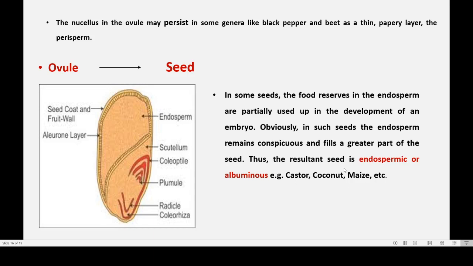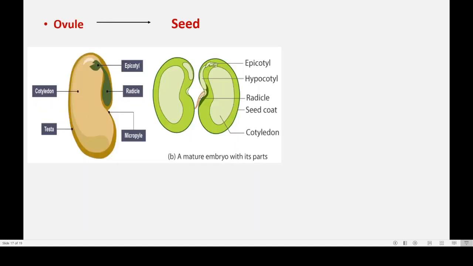Castor, coconut, maize, these examples you can take for endospermic seed. This is the diagram of the dicot seed. Here also you will see the ovule has developed into a seed. Here you will not find the structure called endosperm. We cannot see endosperm here because in dicots, during the process of embryogenesis, the whole endosperm gets utilized. So that is why we cannot see the presence of endosperm in a dicot seed.